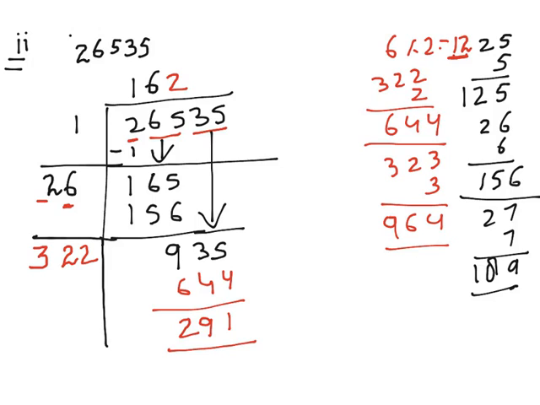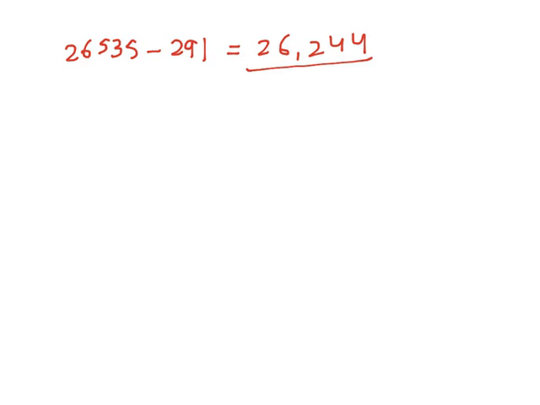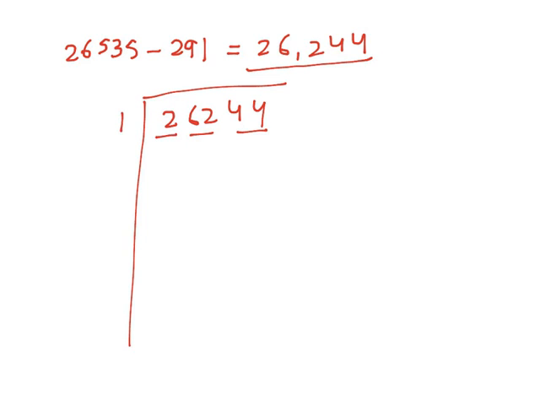So it means we have to subtract 291 from 26535 to make it a perfect square. So let's start. 26535 minus 291 will give 26244. So the next is we have to find out the square root of 26244. So how we'll do it? We will make the pair first. So here we have 1. So we'll go with 1. The next step is we will subtract. We'll copy the pair 62. Then we will double the digit.